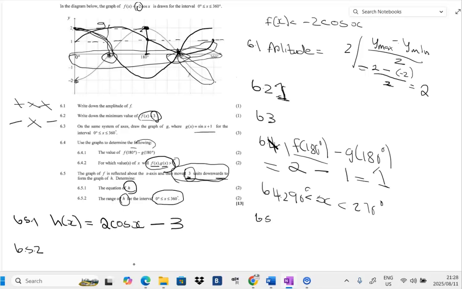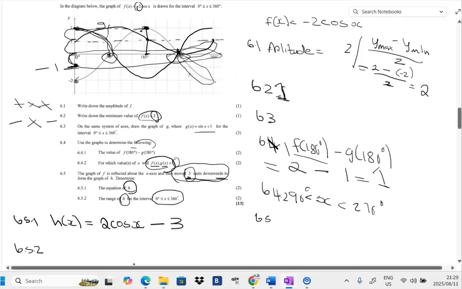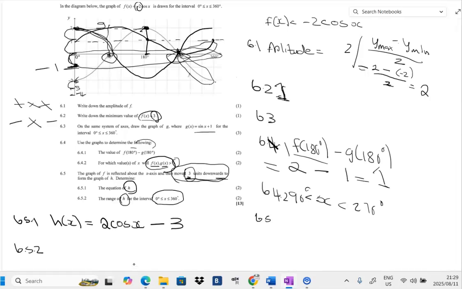360. So because now we're moving this function 3 units down, we're moving it 1 unit down, 2 units down, 3 units down. We're going to have the maximum value here at -1, right? And we're also going to have the minimum value at -3, which is 1 unit down, -4, 2 units down, -5, 3 units down. So now we're going to have the minimum value at -5.